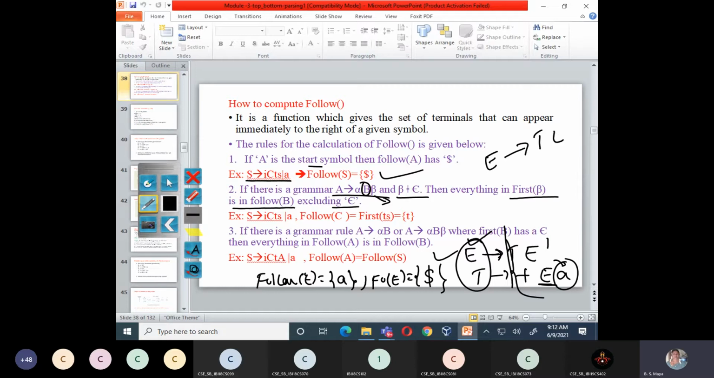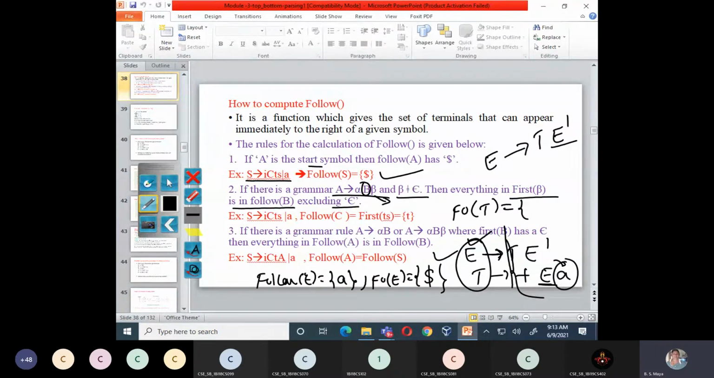I am taking the first rule. Assume E derives T E dash. I want to find out what is follow of T. This looks like the second rule: E derives T E dash, and I have to find follow of T. This is not an epsilon, so E dash could be treated as beta. It is not an epsilon.